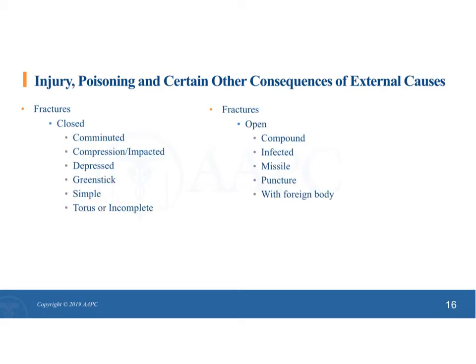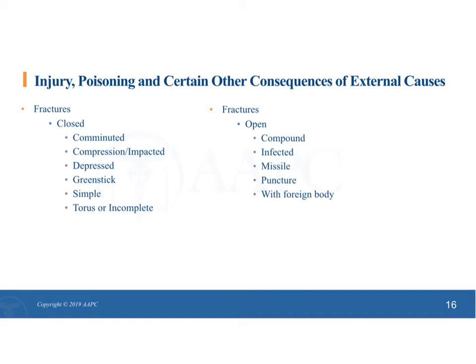A break in a bone is called a fracture. Examples of closed fractures: comminuted, the bone is crushed or splintered into several pieces. Compression fracture, or impacted fracture, the bone is compressed onto another bone, caused by trauma or osteoporosis, and is commonly seen in vertebrae.